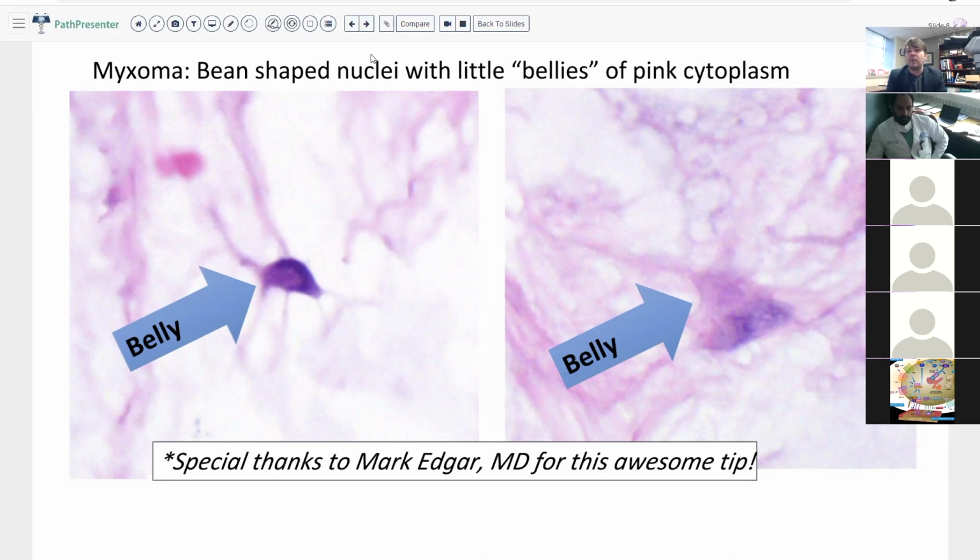Does anyone know, while we're here, what syndromes can you get intramuscular myxomas in? Yeah, Mazabraud syndrome, very good. Mazabraud syndrome is polyostotic fibrous dysplasia plus intramuscular myxomas. Okay, good job.